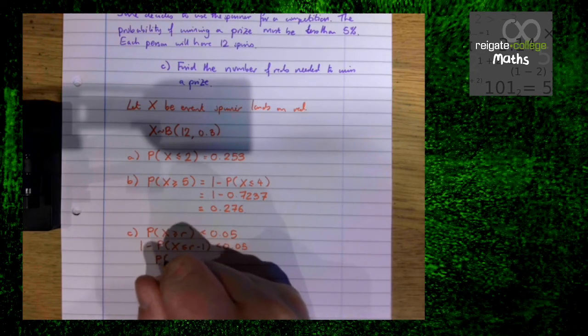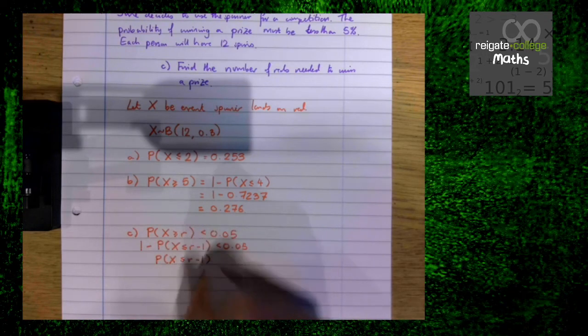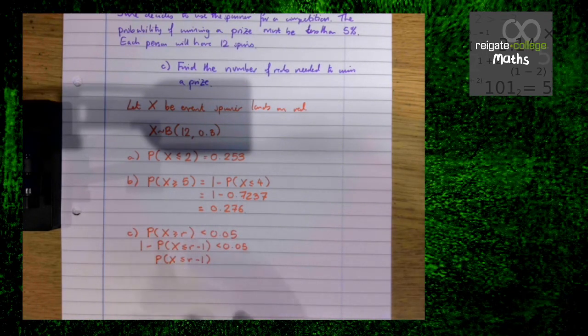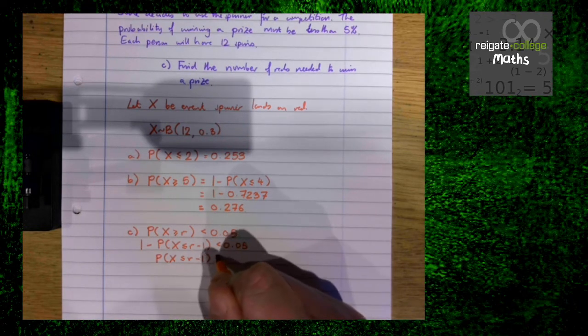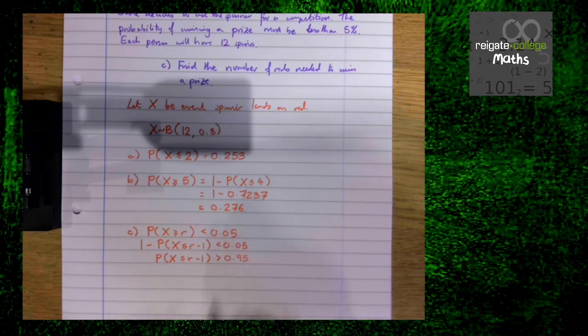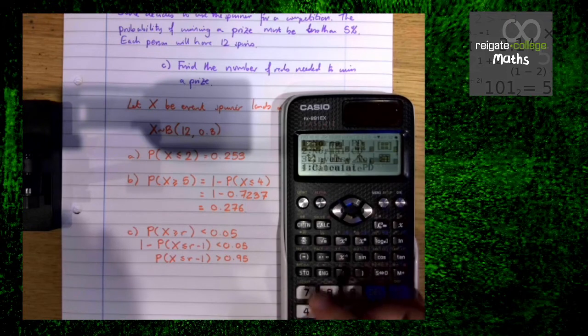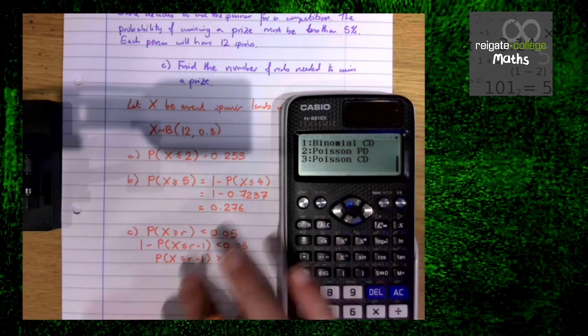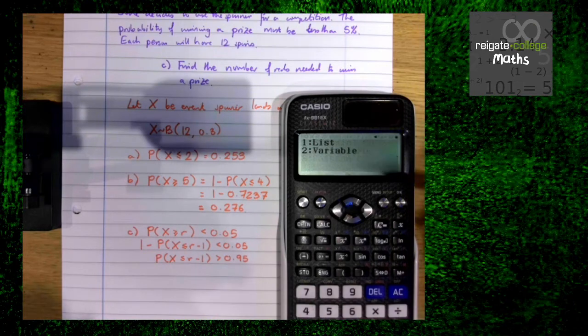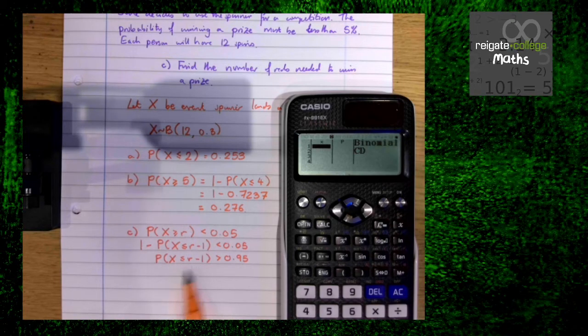Rearranging, we get that we need the probability of x being less than or equal to r minus 1 to be greater than 0.95. Okay, just rearranging. So now we can use our calculator. We're still doing binomial CD because it's an inequality, but now we can look at our list. We want to find the values in our list that are bigger than 0.95.